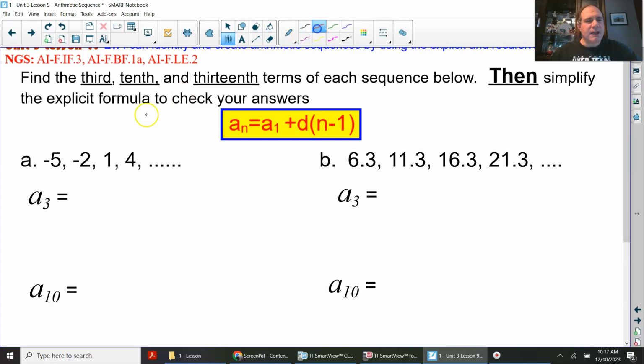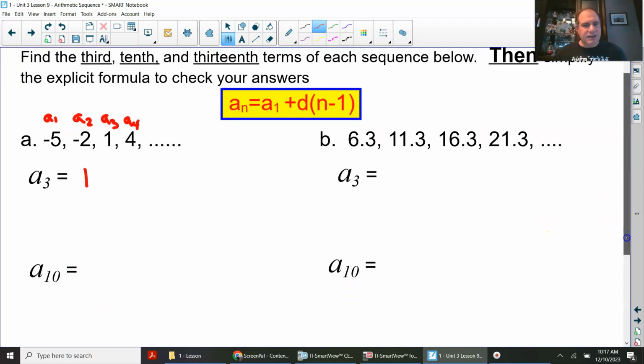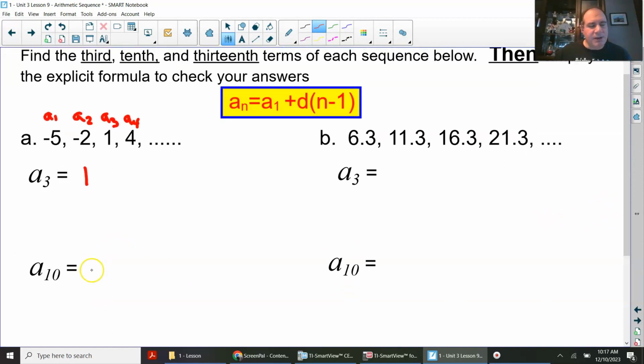So I'm just going to go ahead and put a sub 1 on the top here, a sub 2, and then a sub 3, and then a sub 4. So that's the 4th term. This is the 3rd term. The 3rd term is given to you as 1. Then you have to figure out what the 10th term is. And you notice that I have the formula there because it's given. So I'm going to go a sub 10.